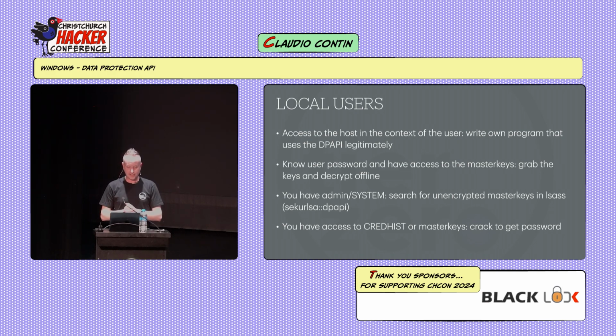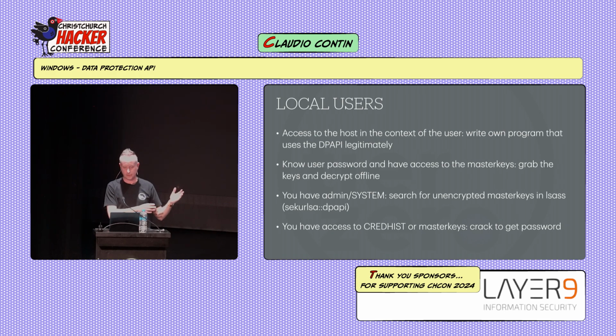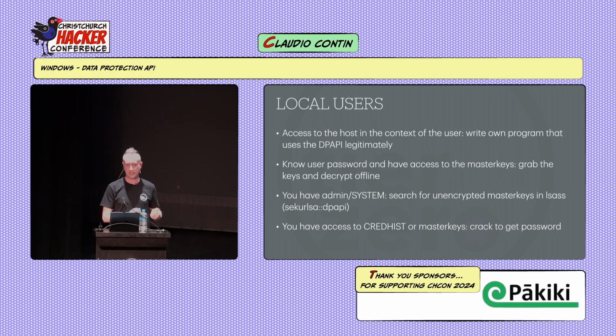If we actually know the victim's password and we have access to the master keys, we can grab the master keys, copy them over to our own controlled system, and decrypt the master key offline that way. We don't need to run in the context of the user. If you have compromised the host of the victim, if you obtain local admin or SYSTEM, we can try to look for unencrypted key material in the LSASS process. If you're able to gain access to the credential history file of the victim, we can actually grab the file and try to crack the account credential offline.